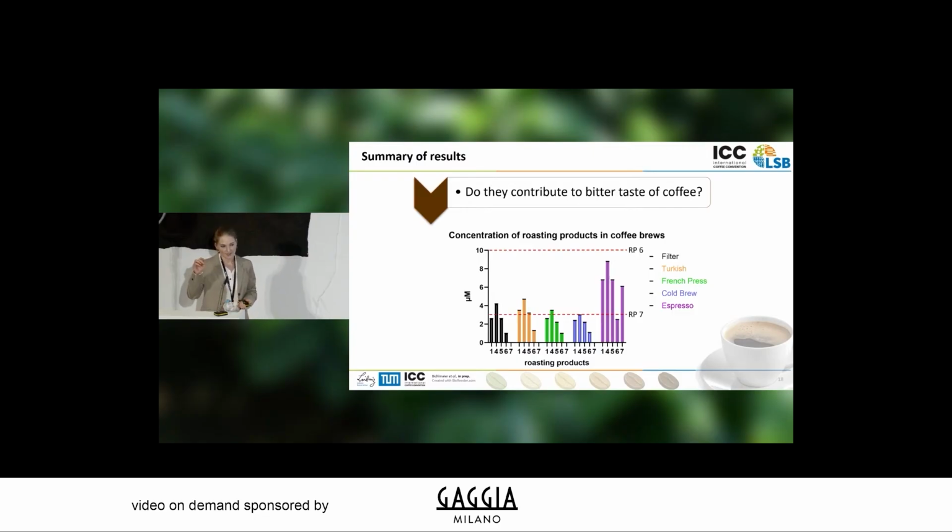And the dashed lines are showing the lowest bitter threshold for roasting product 7 and 6. And as you can see, only roasting product 7 reaches the lowest bitter threshold, which was determined in vitro. So with the espresso brew, we can expect a contribution from roasting product 7 to the bitterness of coffee. But these are data, these are calculations, and the bitter thresholds are done in vitro.